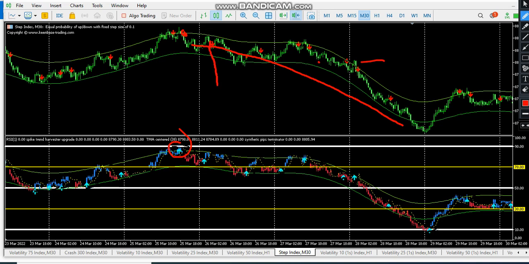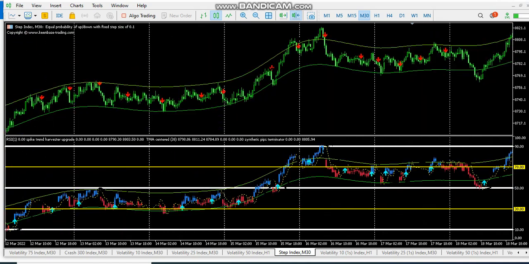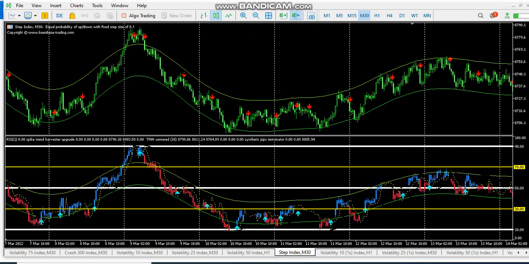Keep moving your stop loss to lock in profits every time. Every time the market moves like 20 pips, move your stop loss. Every 20 pips, move your stop loss, until you get to the lower band. Okay, now you can see that this is just how it works. This is Step Index. You can see the same principle applies.